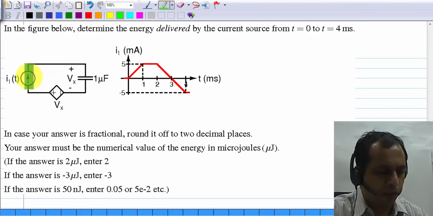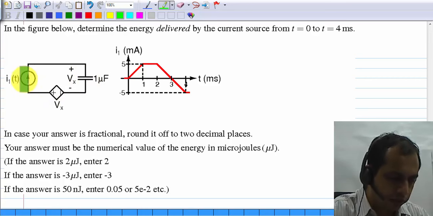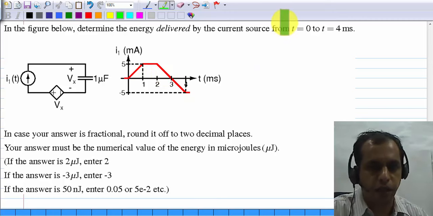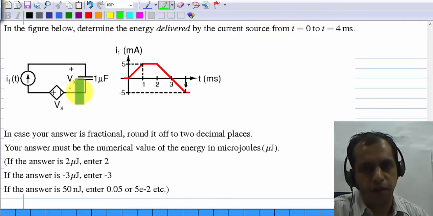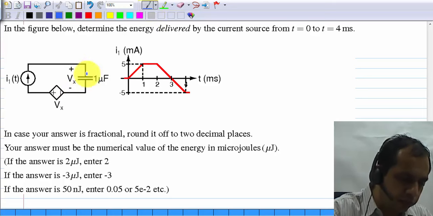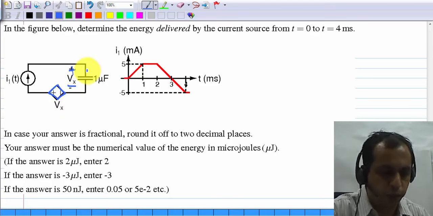Another problem with a current source, a control source and a capacitor. This current source will force a current into the capacitor. It will result in some Vx, and you can calculate this Vx by integrating the current and so on. But in this particular problem with these values given, you notice that you have Vx here, and this is a control source and its value is also exactly Vx. It has a gain of 1.